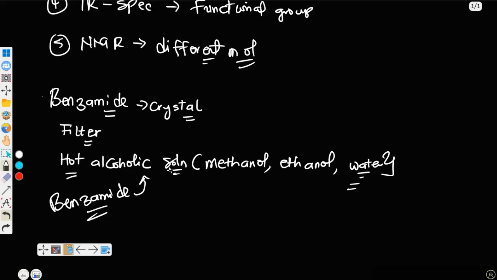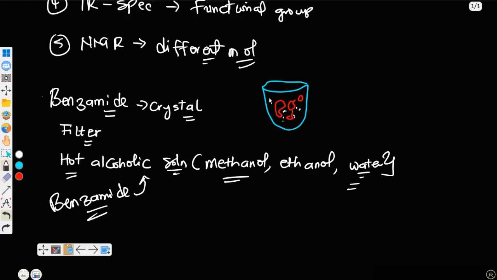After that, you cool it. Now, during the process of cooling, what will happen? It is believed that the impurities will still remain dissolved in the alcoholic solution. Let's use methanol for this case. This is the reaction mixture. You have the crystals formed, and then you have the impurities.